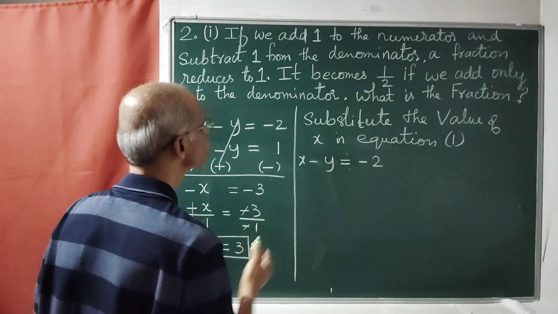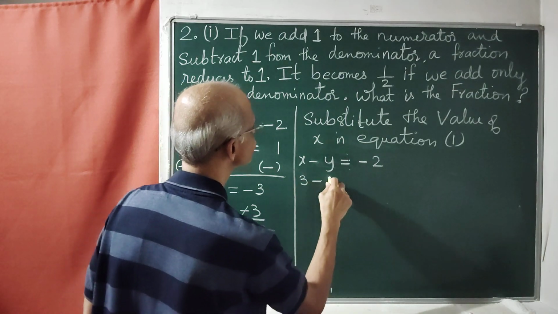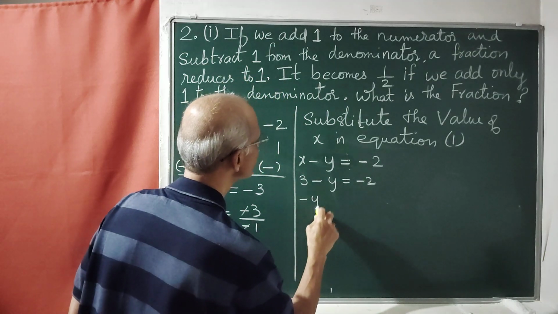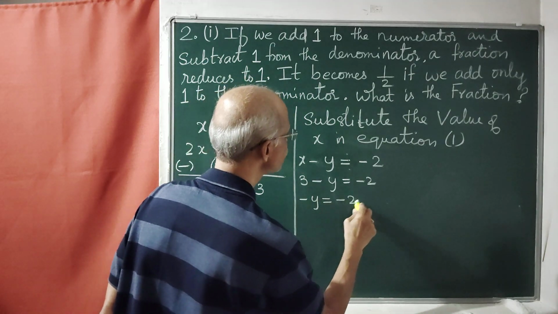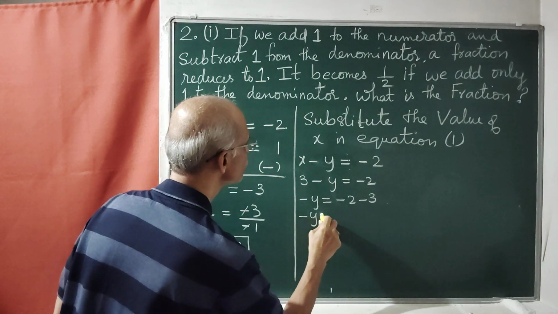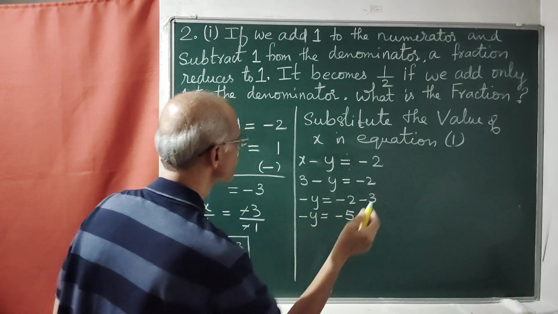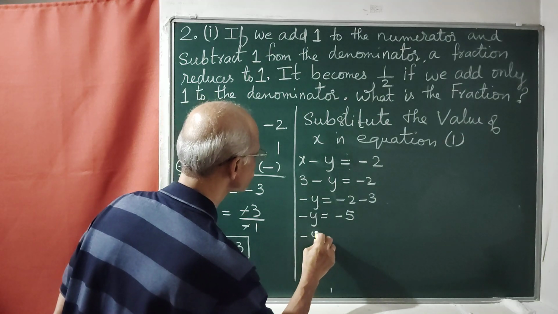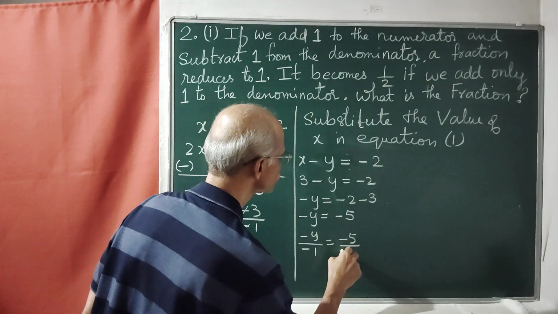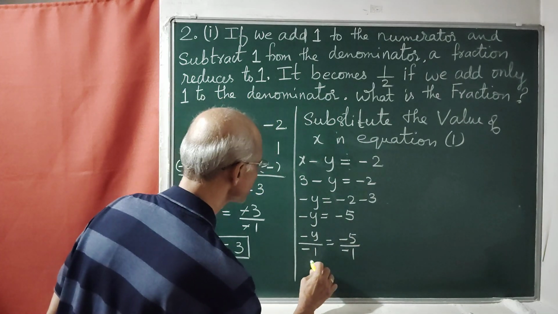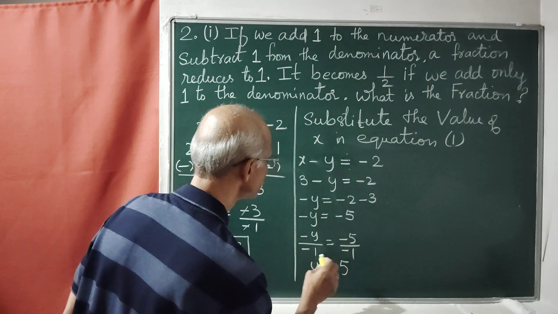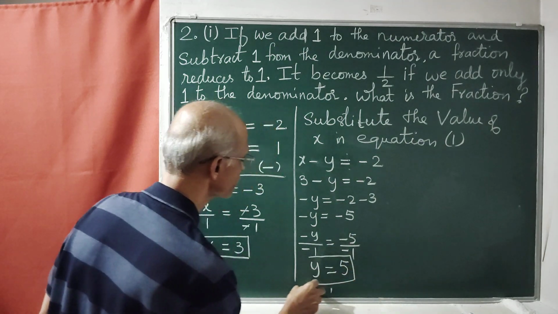So now in the place of x I have to put 3. So 3 minus y is equal to minus 2. So minus y will be equal to minus 2 minus 3. So minus y will be equal to minus 5. I'll divide both sides with minus 1. Minus y by minus 1 is equal to minus 5 by minus 1. So minus got cancelled, y will be equal to 5. So the value of y is 5.